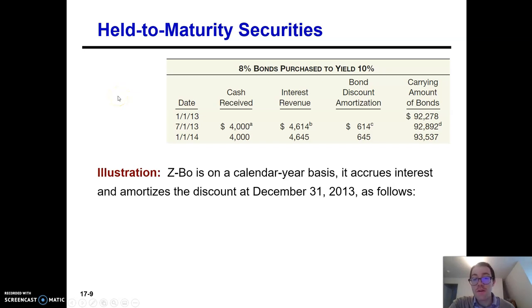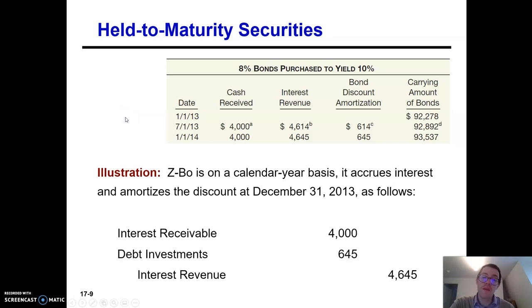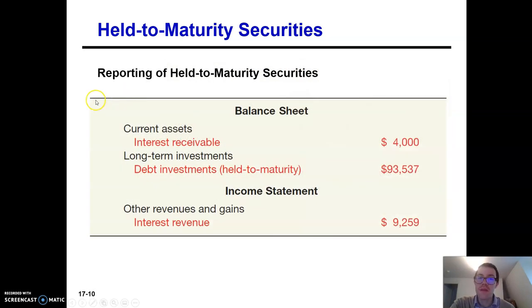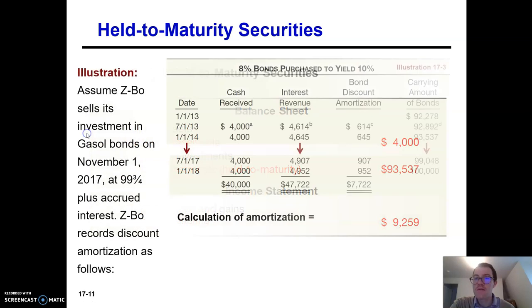Okay, and then on December 31st of the same year, we need to accrue this interest revenue here, $46.45. So we have an interest receivable. Debt investments will go up again, and we are crediting the interest revenue. All right. So that is what it would look like on the balance sheet at that point in time, and the income statement, interest revenue there.